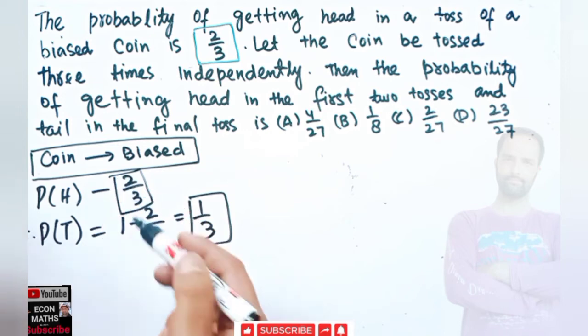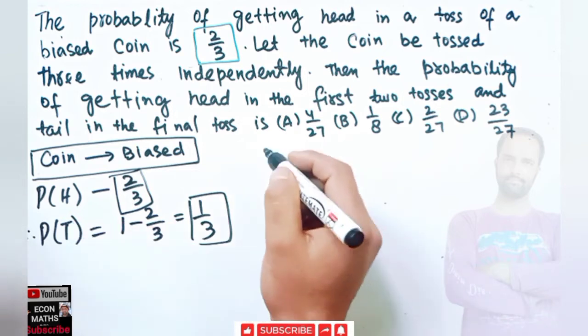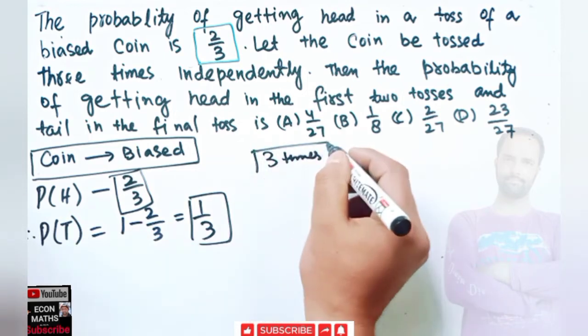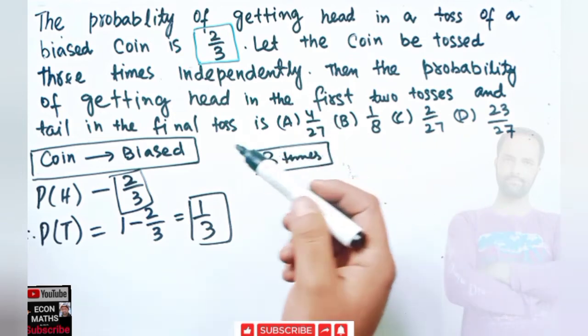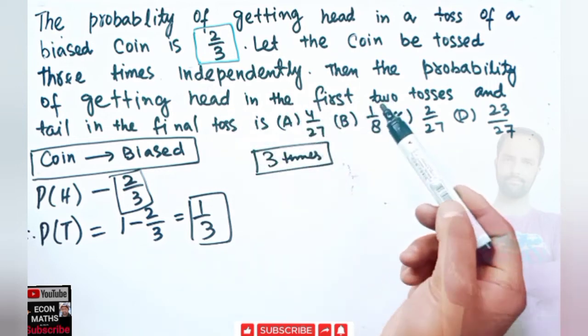So there are more chances that head will come out and less chances that tail will come out. Now this coin is being tossed 3 times, independently. We are being told what is the probability of getting head in first 2 tosses.